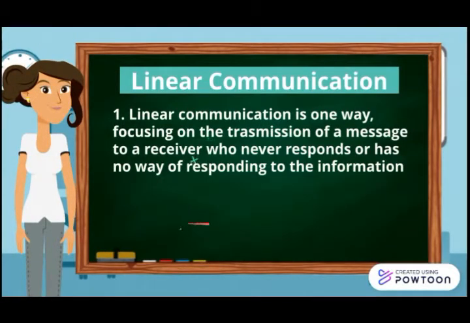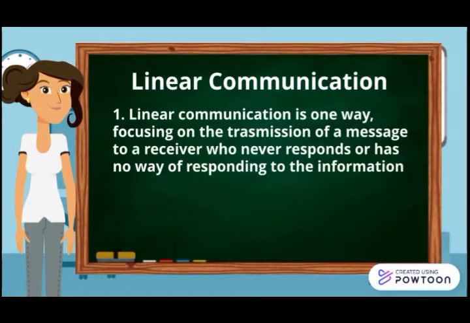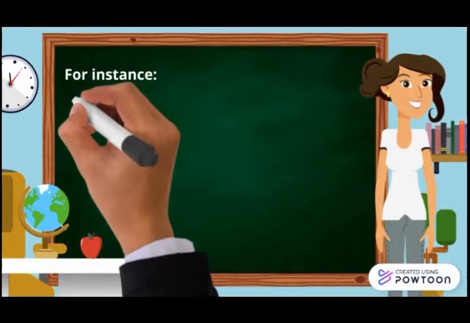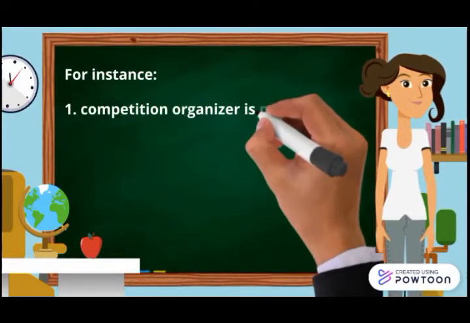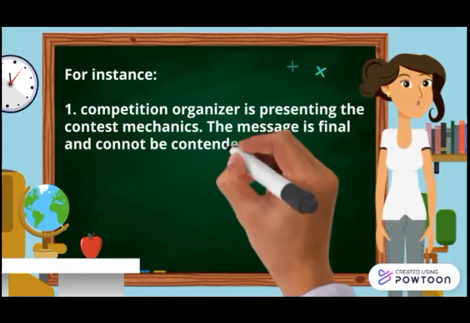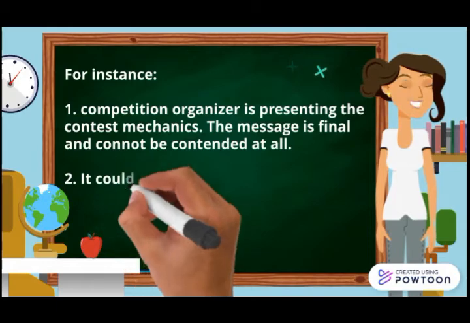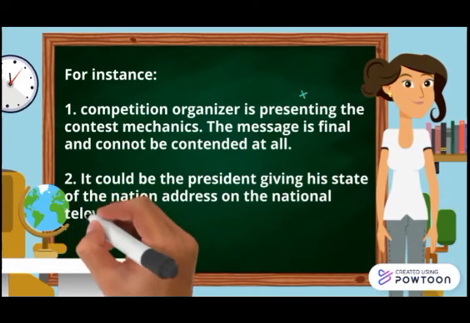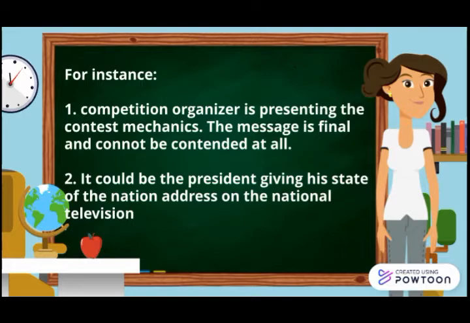So, the linear communication is one way, focusing on the transmission of a message to a receiver who never responds or has no way of responding to the information conveyed. Like for instance, a competition organizer is presenting the contest mechanics. The message is final and cannot be contended at all. Next, it could be the president giving his State of the Nation address on national television.